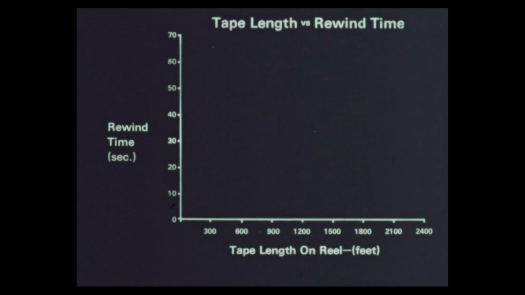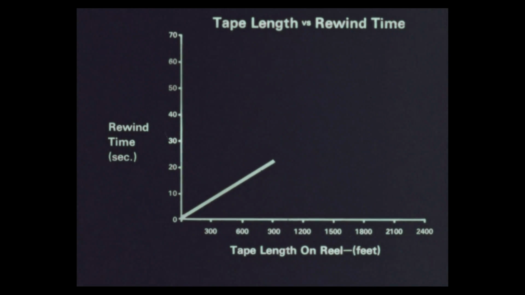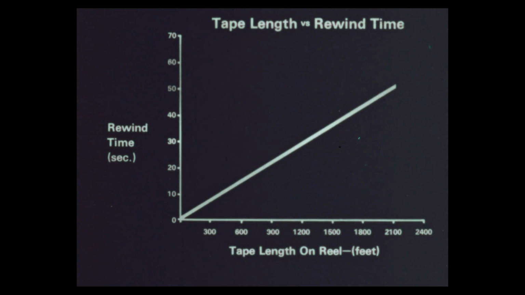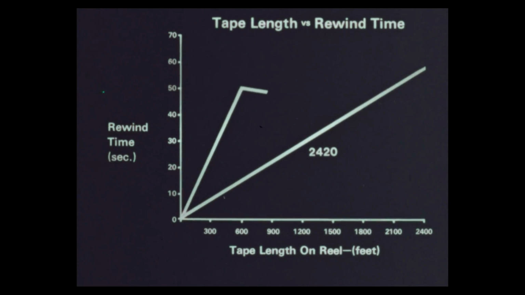Now let's look at rewind characteristics. Maximum rewind time for 2400 feet of tape is 1 minute for both the 2400 and the 2420. 2420 in column rewind speed is 500 inches per second. The 2400, on the other hand, rewinds at low speed if less than 600 feet is to be rewound.